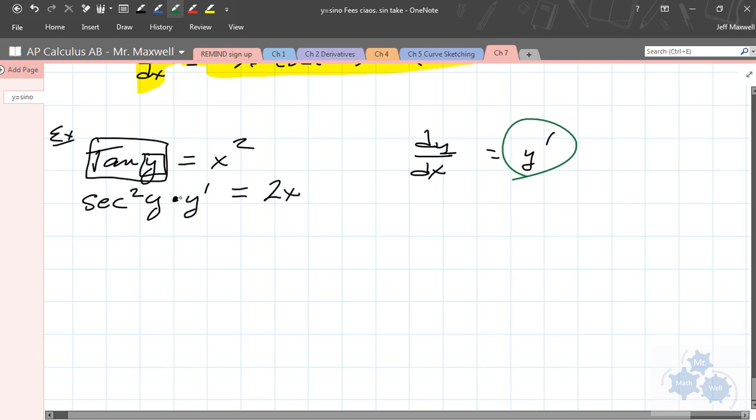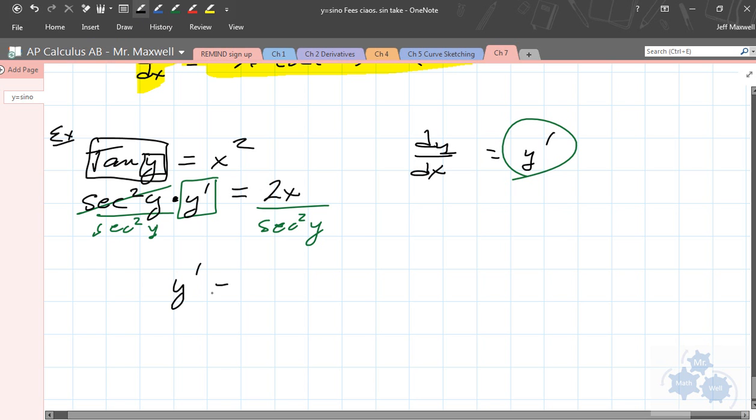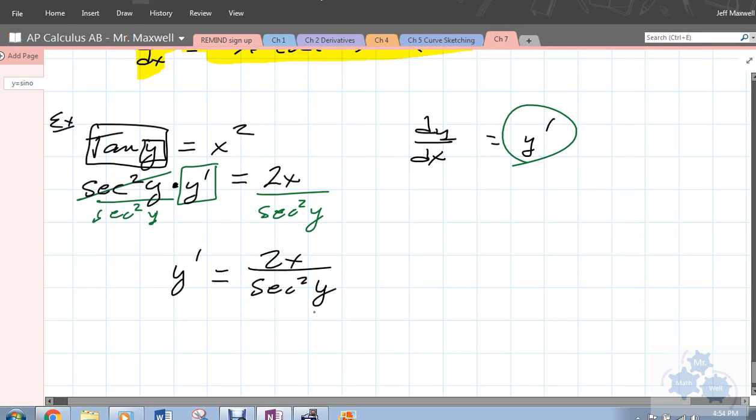Well, what are you trying to solve for? Okay, multiplied by this over here. How do you get rid of this? y prime is going to be equal to 2x over secant squared y. Awesome. We done? It could be.